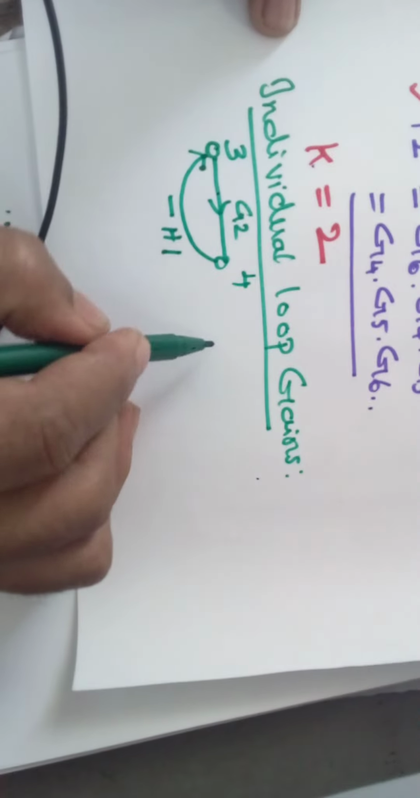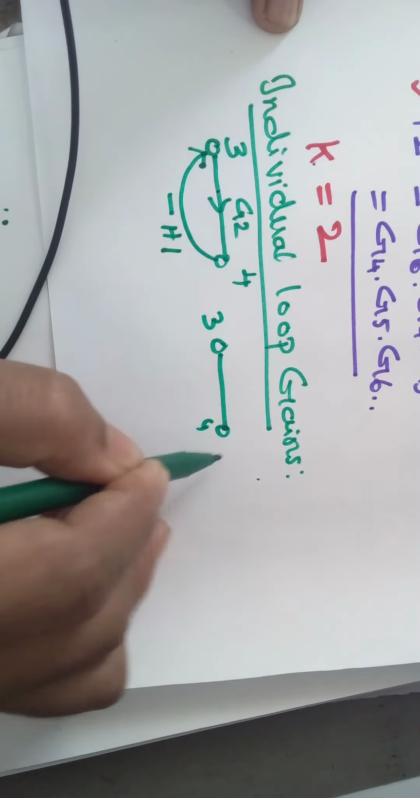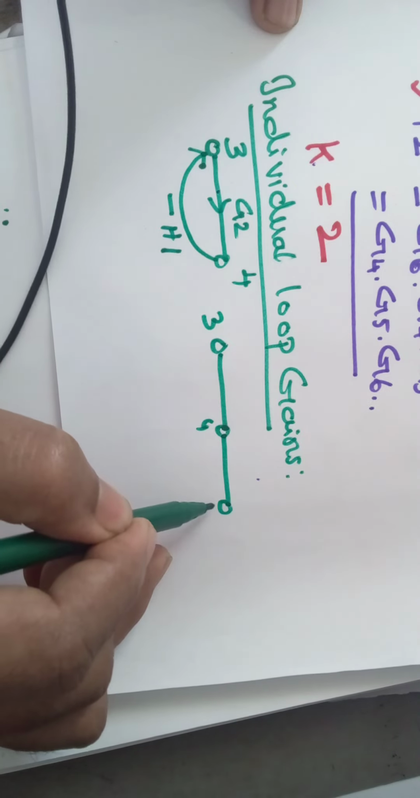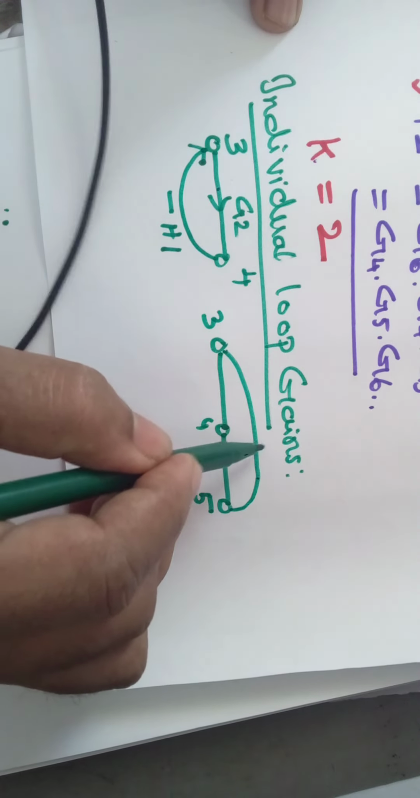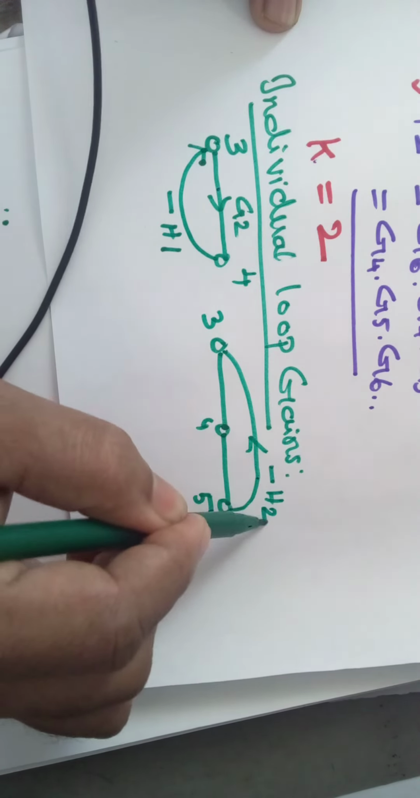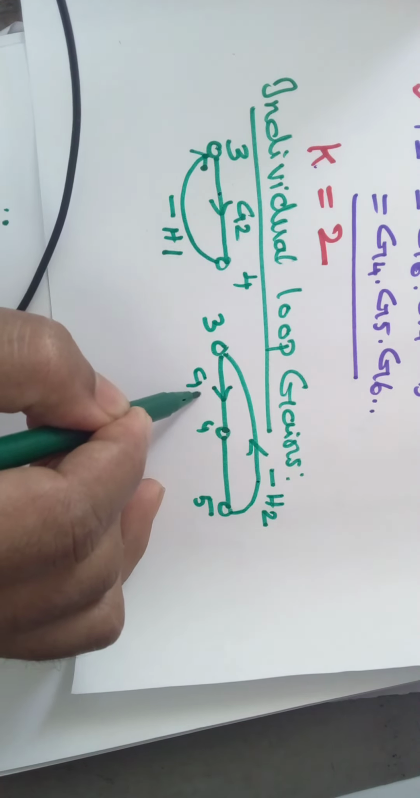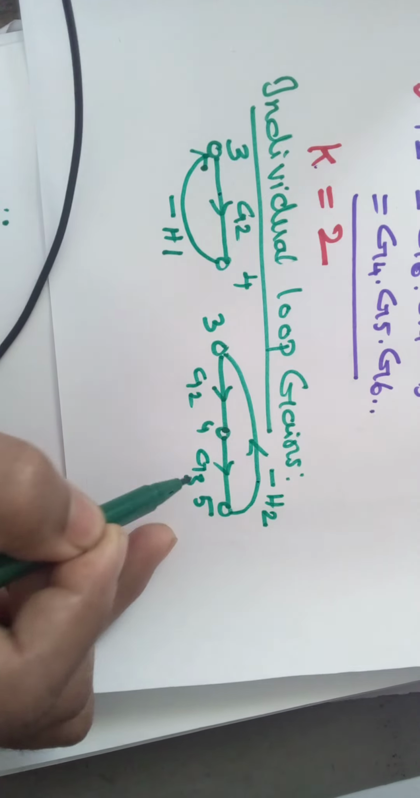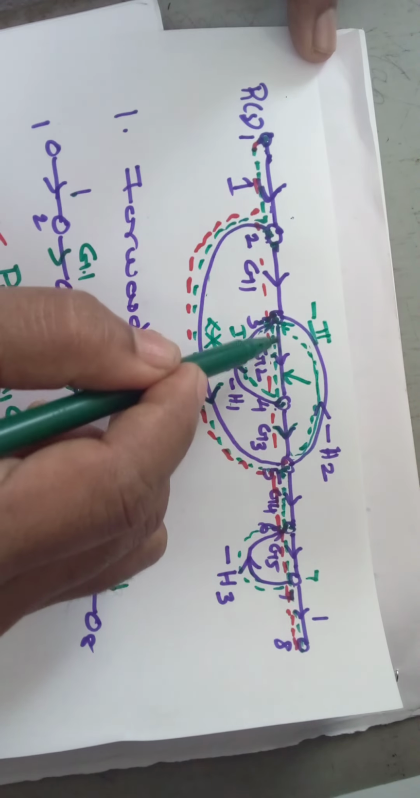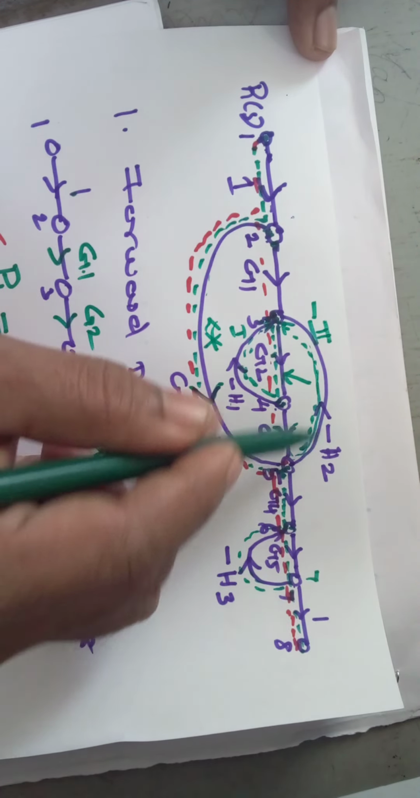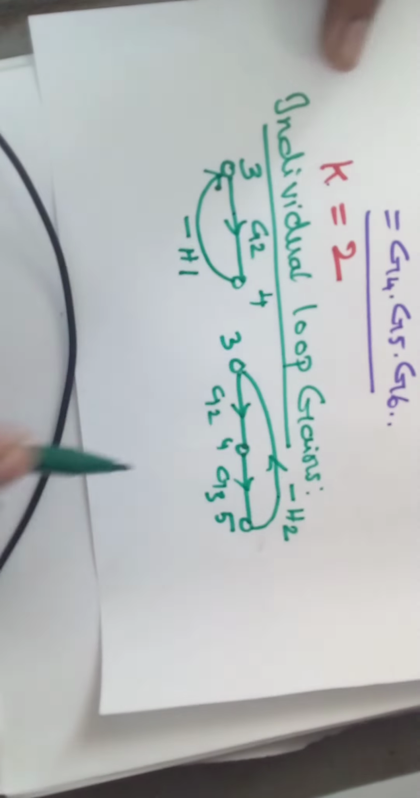The next loop starts from node number 3, reaches node number 4, then goes to node number 5. So it takes 5 to 3 in this direction with a reverse gain of minus H2. Understood? This is another loop. Here the branch gain is G2 and this branch gain is G3. This is the second loop in this diagram: 3 to 4, 4 to 5, 5 to 3. Understood? This is a closed loop. So we have drawn this loop separately.